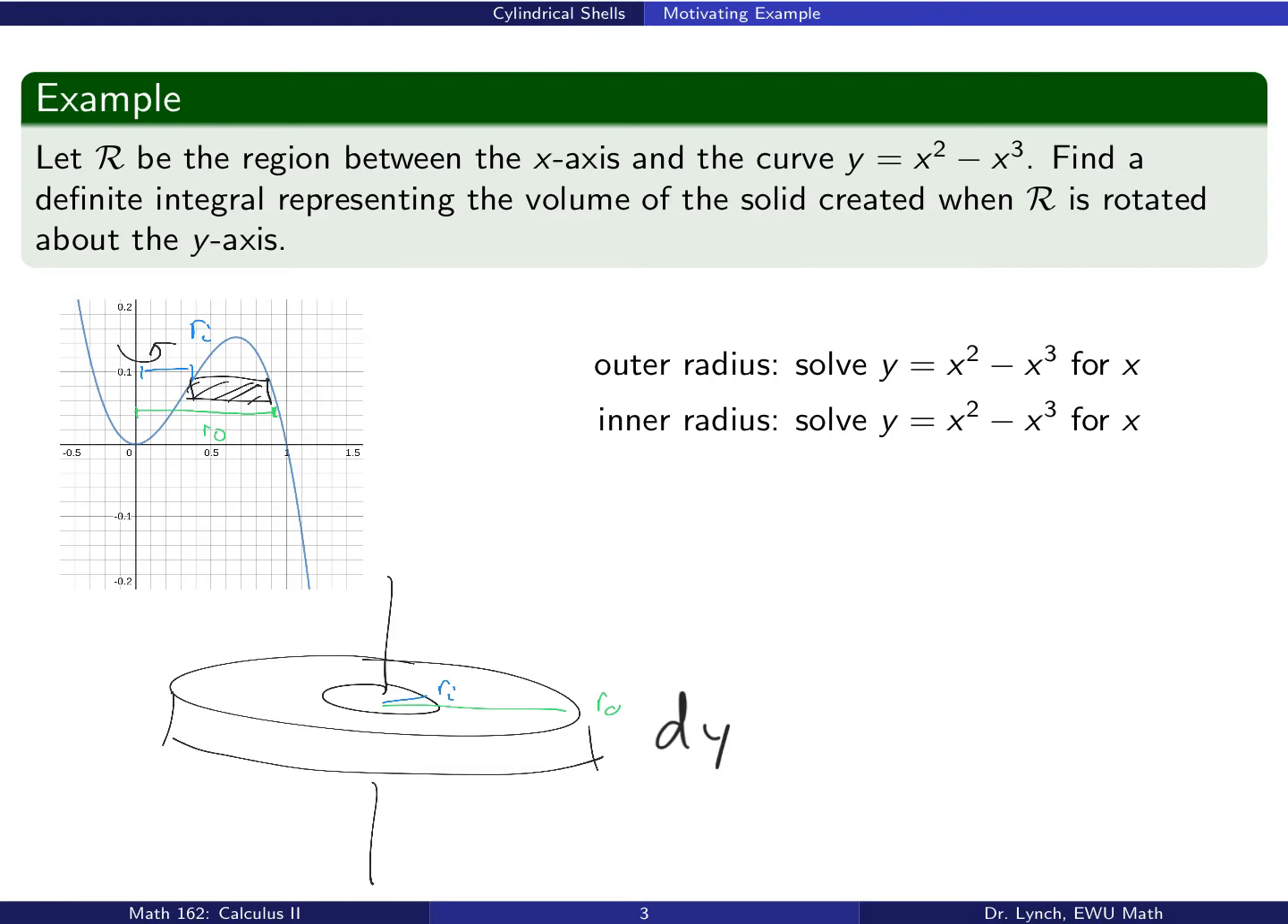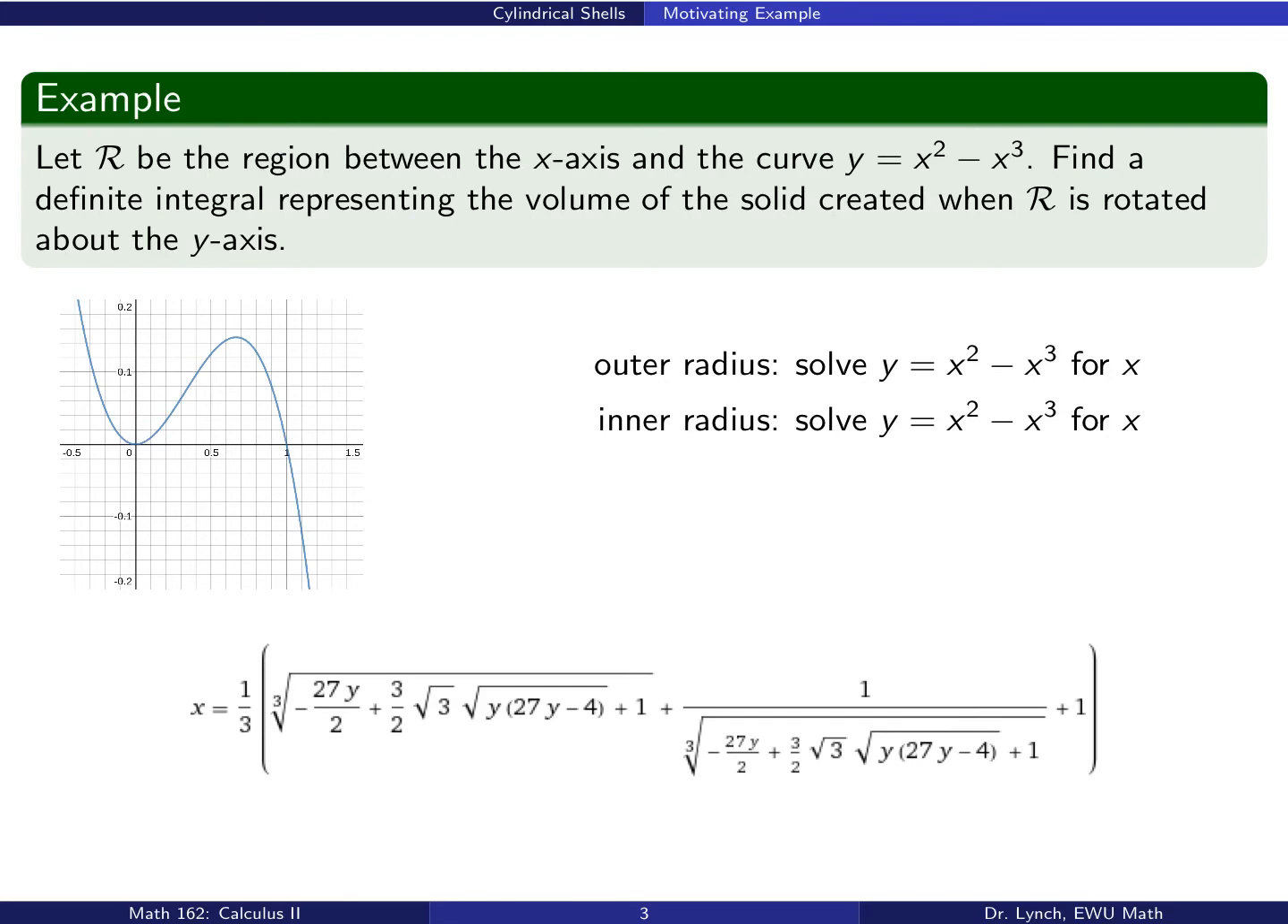So if you give this to Wolfram Alpha or something, you can see that one of the branches is this messy quantity, 1/3 times all of this stuff. Okay, so we're going to just stop here. Nobody has time to deal with this. There must be a better method.